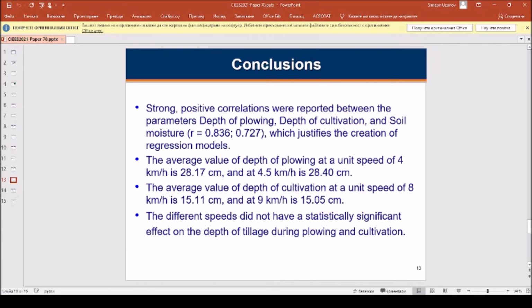The average depth of cultivation at a unit speed of 8 km per hour is 15.11 centimeters, and at 9 km per hour it is 15.05 centimeters. It was found that the different speeds did not have a statistically significant effect on the depth of tillage during plowing and cultivation.